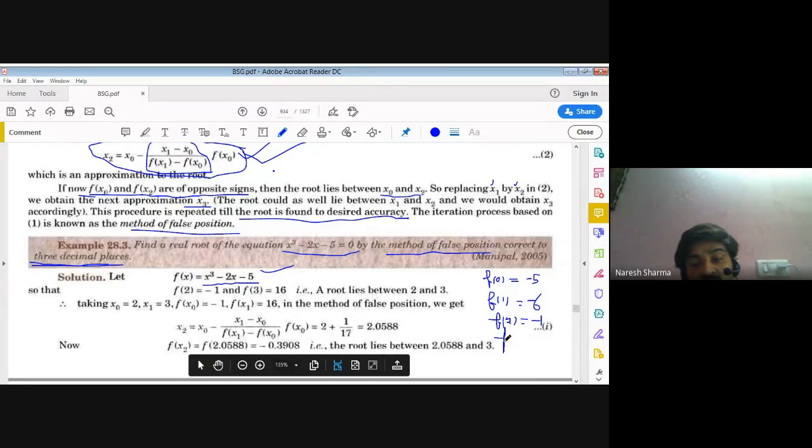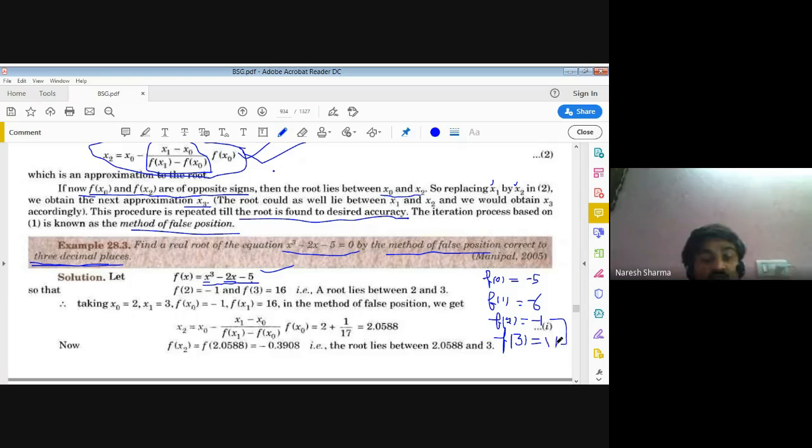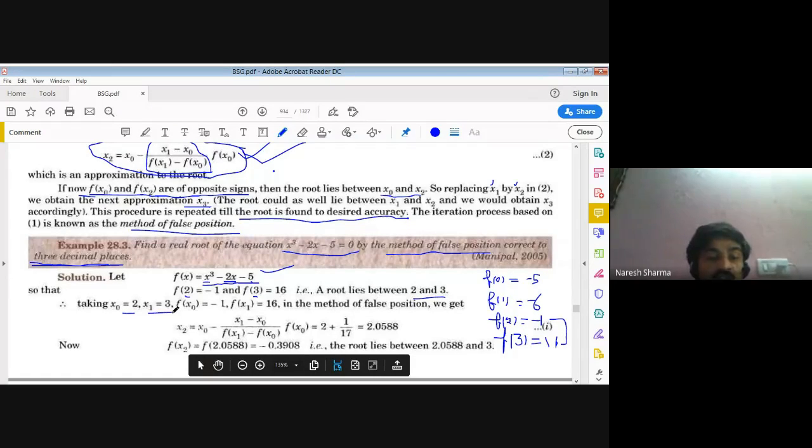Once you put 3 in the function, 3 cube is 27, minus 6, minus 5, so minus 11. So 27 minus 11 is 16. If you see here, at these two points the signs are opposite. That means the root lies between 2 and 3. So we assume one point is x0 and another is x1. The corresponding value at 2 is f(x0), which is minus 1, and f(x1) at 3 is 16.